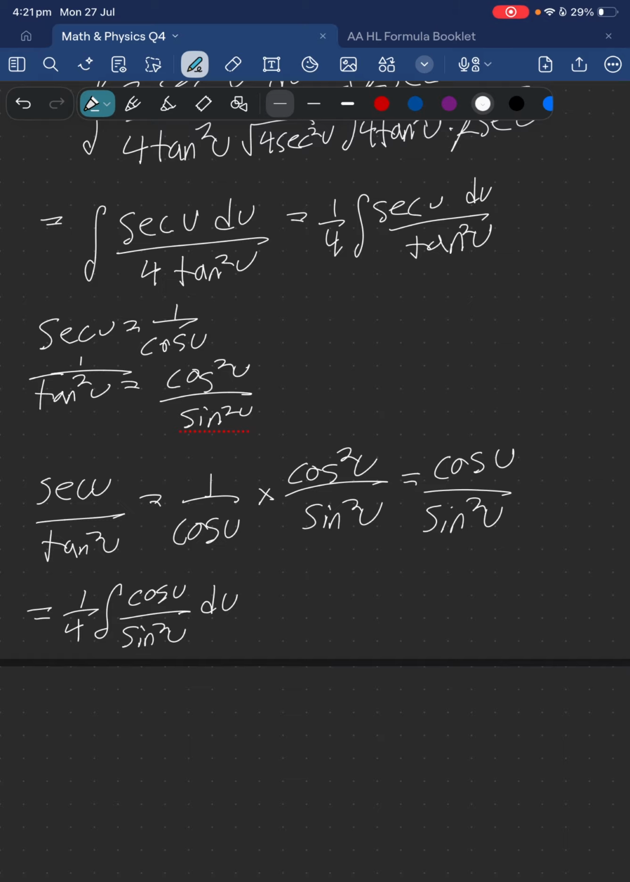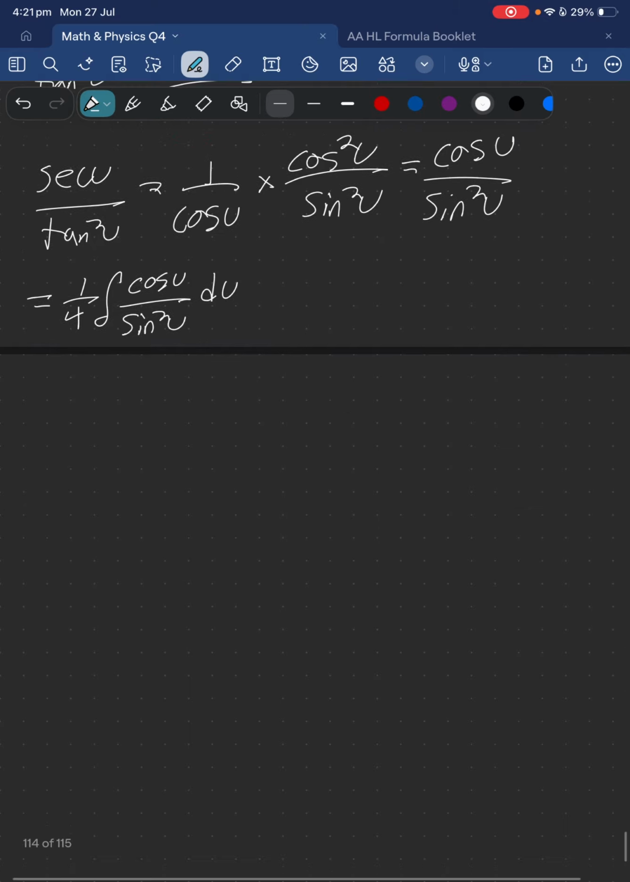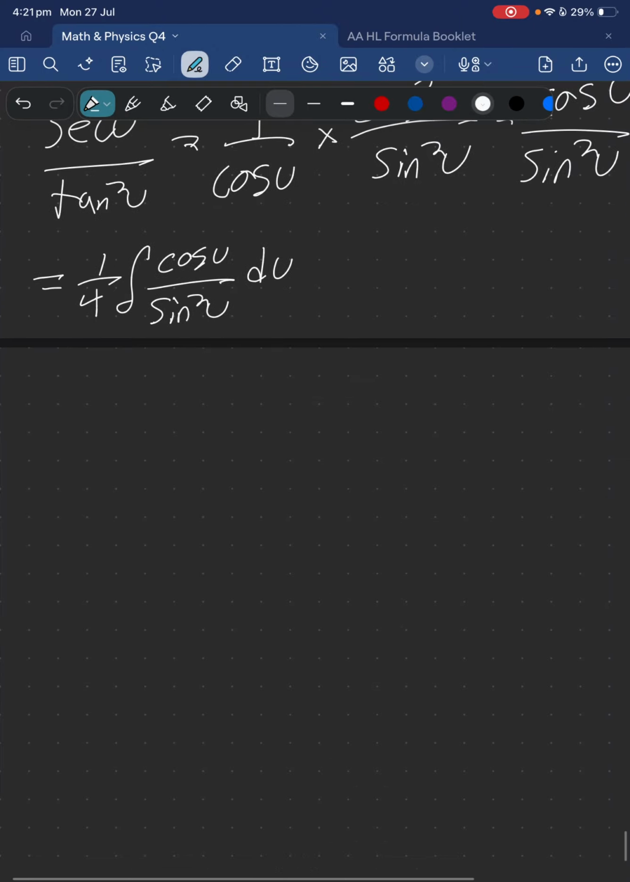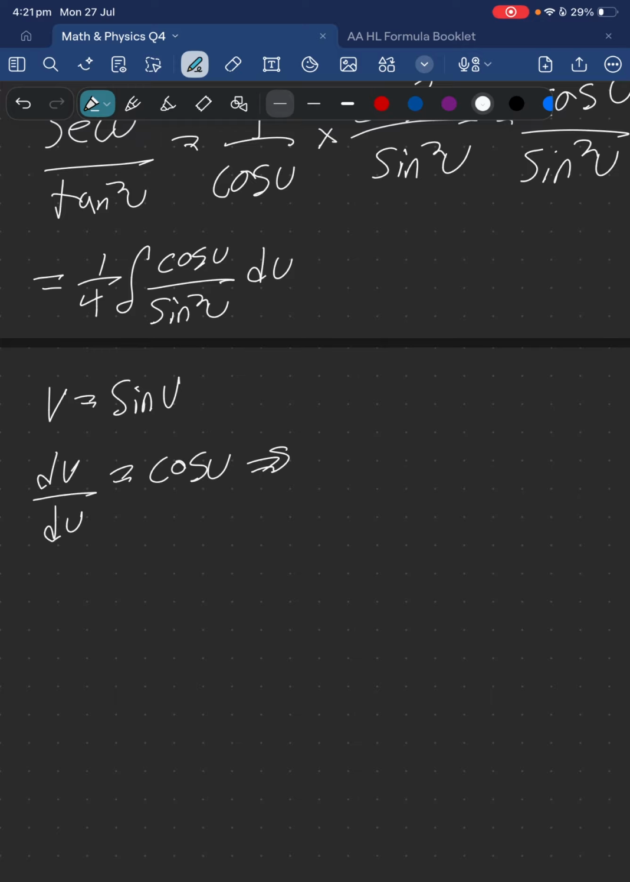Now, we need to make another substitution. This will be like a u substitution, but we're not going to use u. We can just use a variable v instead. So say v is equal to sine u. dv over du is equal to cosine of u, which means du is equal to dv over cosine u. And why this is nice is because it will cancel out with the numerator in the integral.